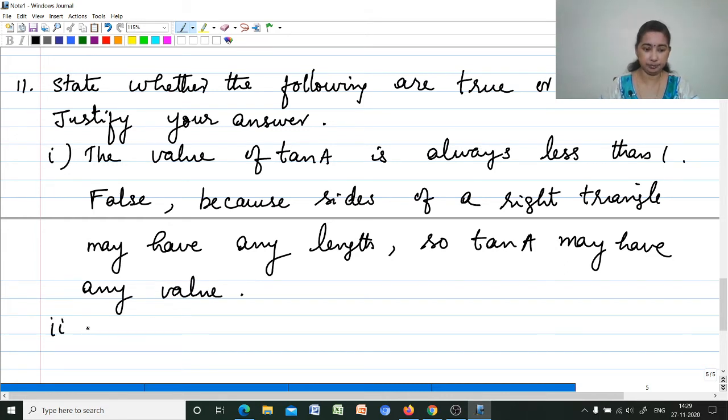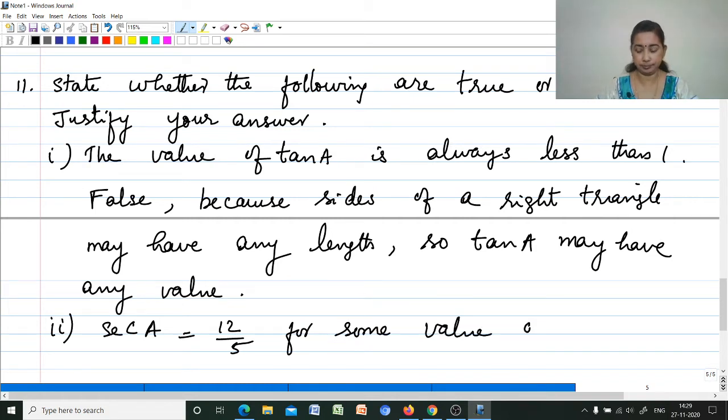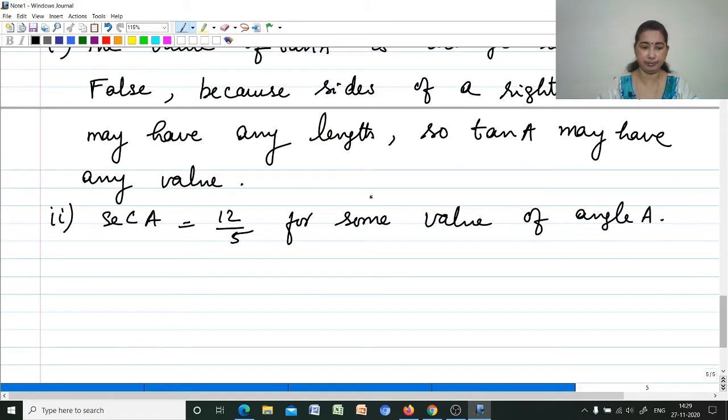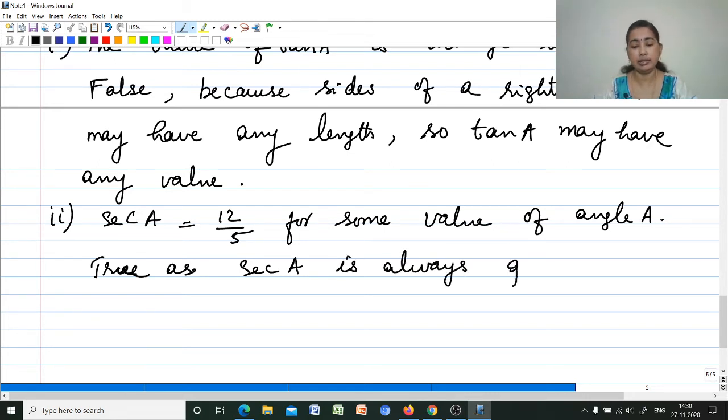Now, second one, sec A is equal to 12 by 5 for some value of angle A. Sec A is equal to 12 by 5. Sec A will always be greater than 1. So, this is true, as sec A is always greater than 1.